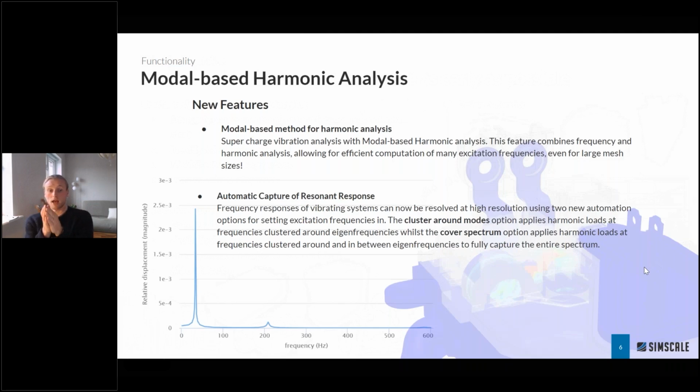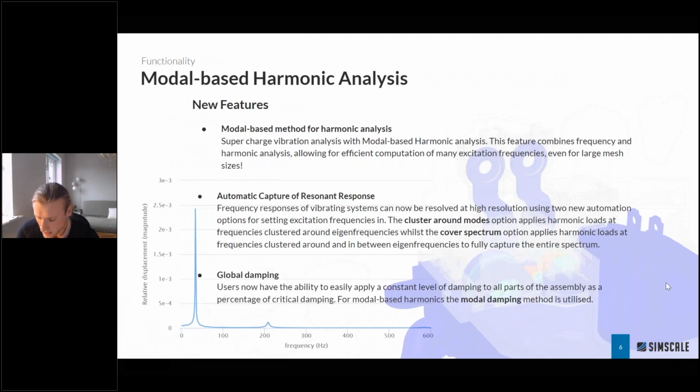So then you'll get very accurate resolution of the modal peaks. And we've got another option called cover spectrum, which does the modal peaks, but also resolves the full spectrum in the troughs as well. So you can see that on the plot on the left-hand side. I've used the cover spectrum option here. You see it nicely resolves the spectral peaks, the modes here, but it also resolves the space in between as well. So we get a really good high fidelity full spectrum response.